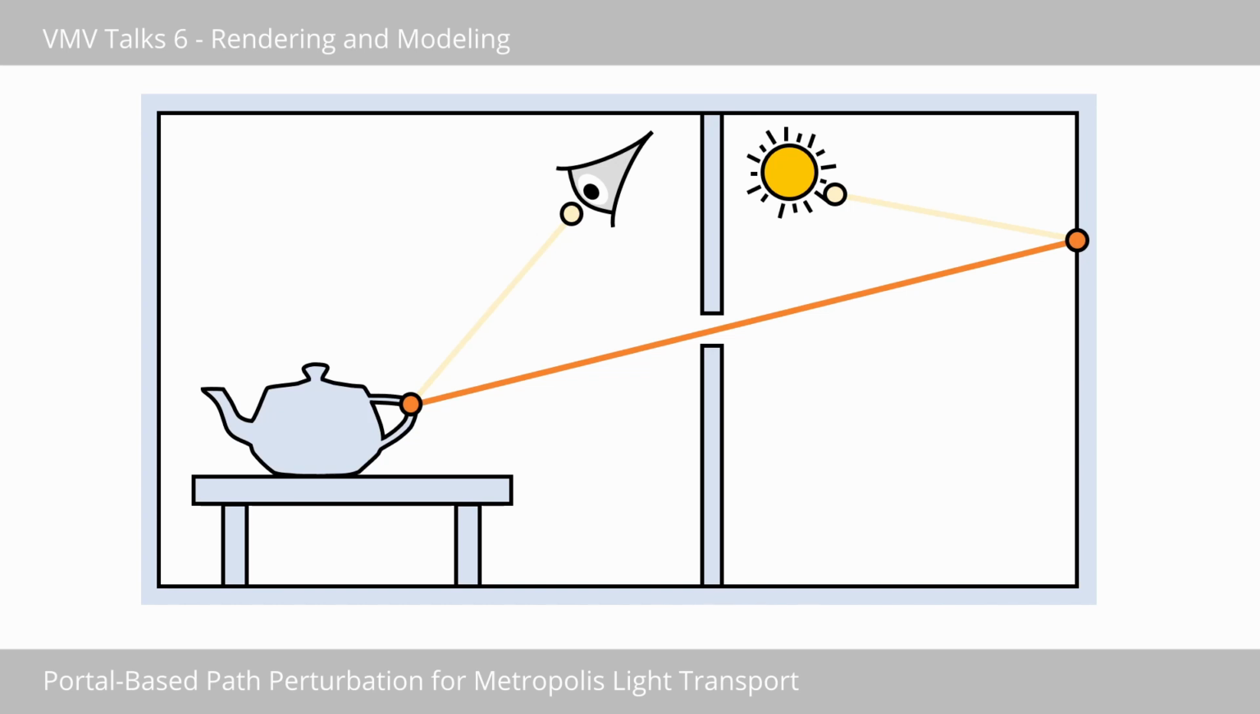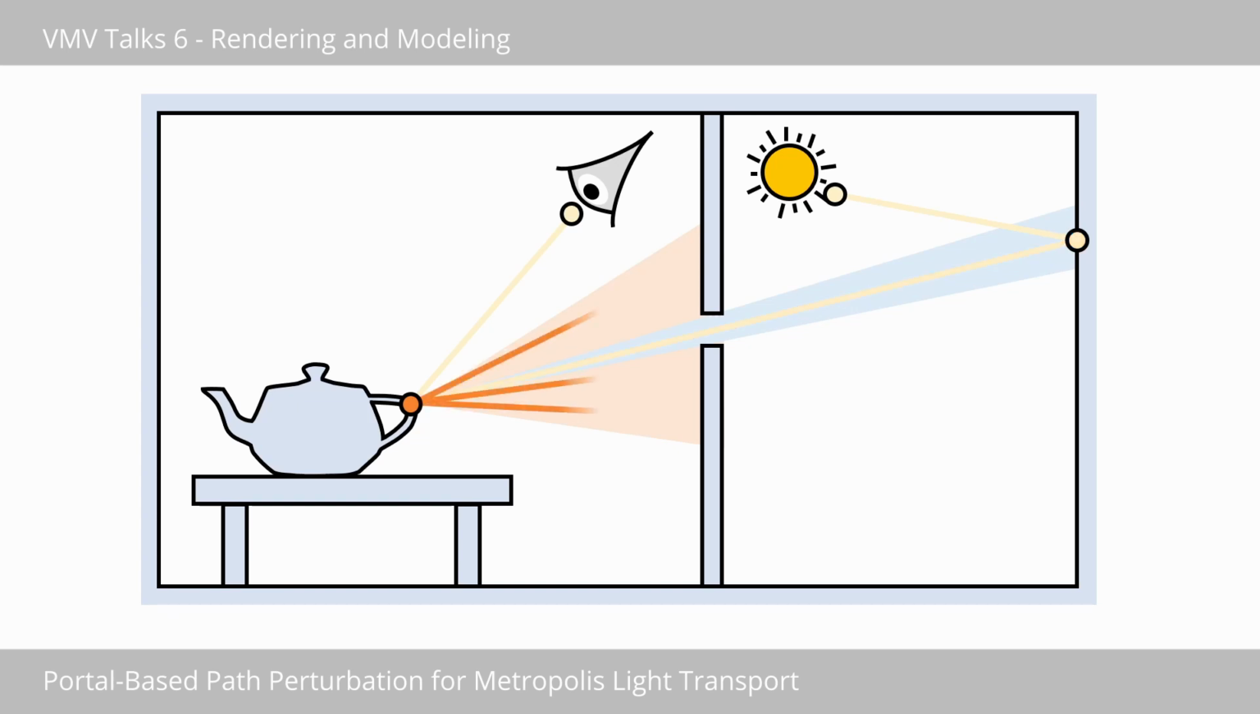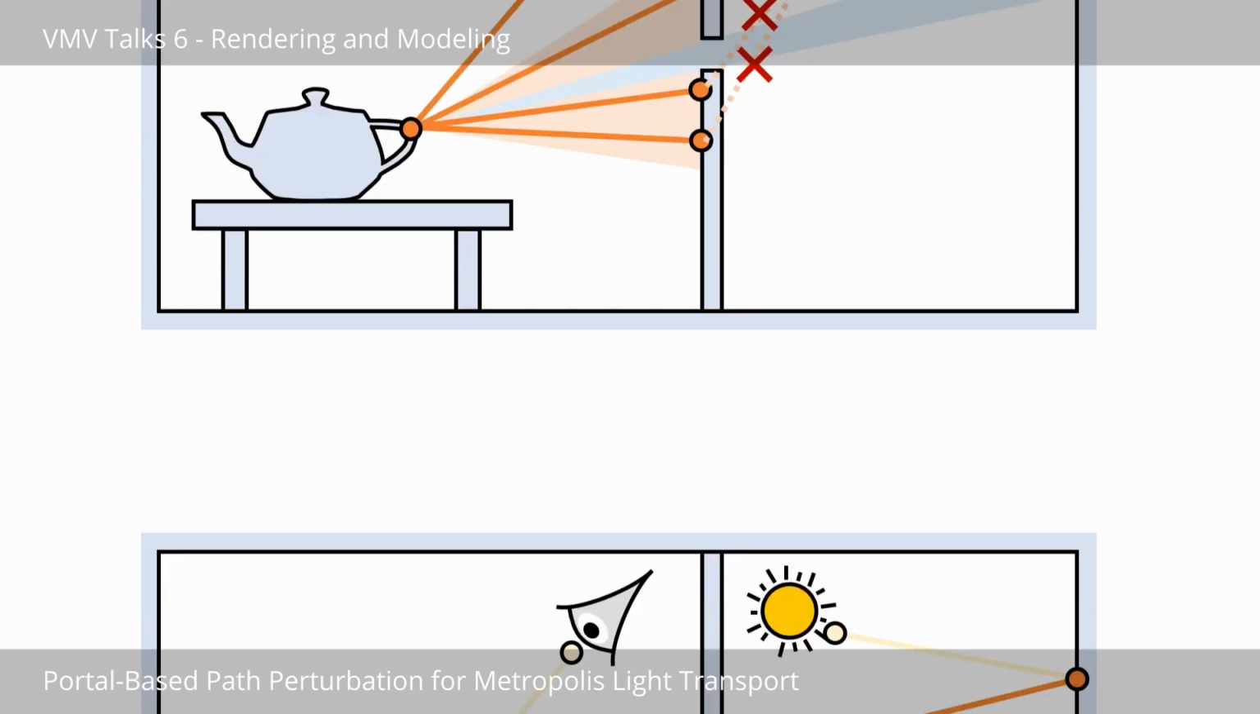Unfortunately, the existing mutation techniques cannot efficiently handle this case, since the mutation depends on the edge perturbation around the path vertex. In this case, many of the proposed paths are rejected, making a highly correlated Markov chain.